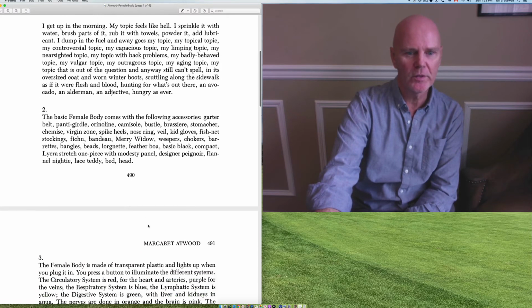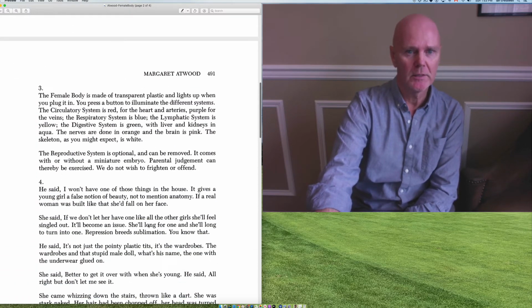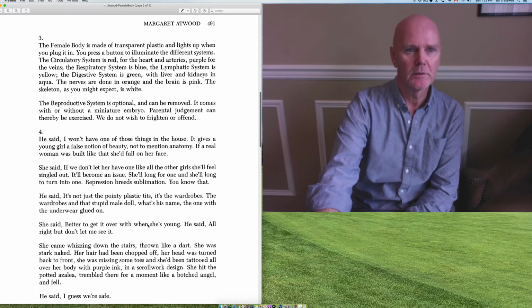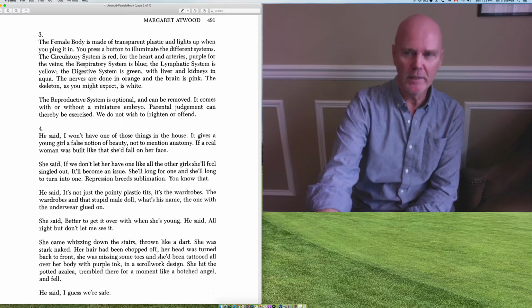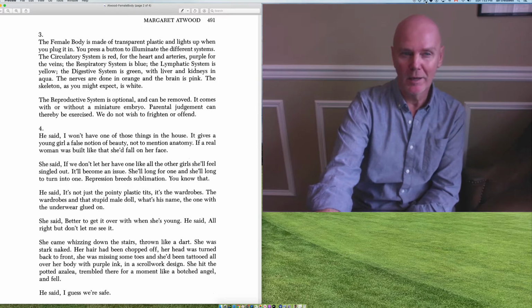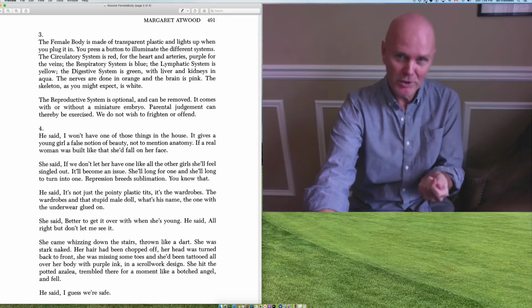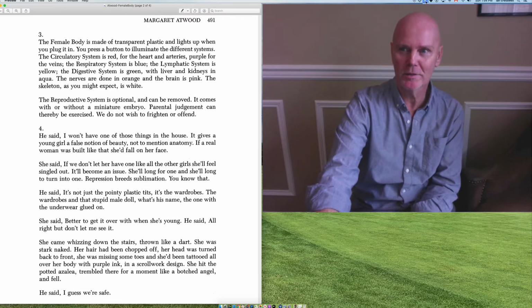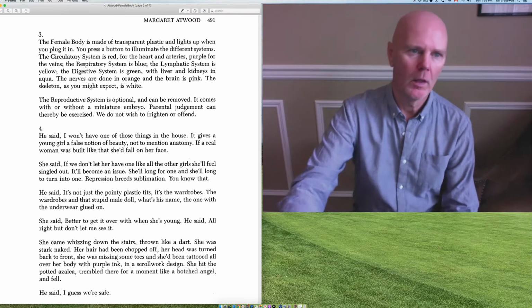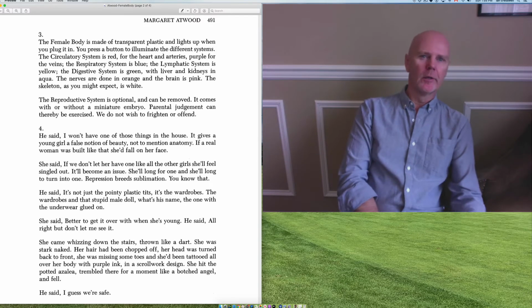Okay, let's move on to section 3. Have another read and have a think about how the language in section 3 is pushing or communicating her message. Right, so what do you think?